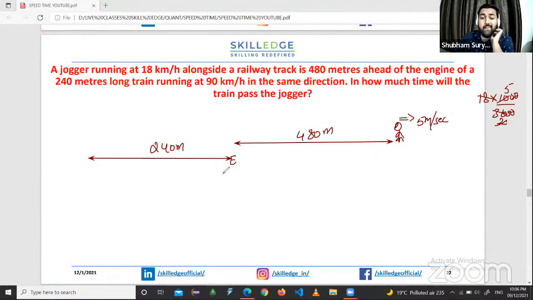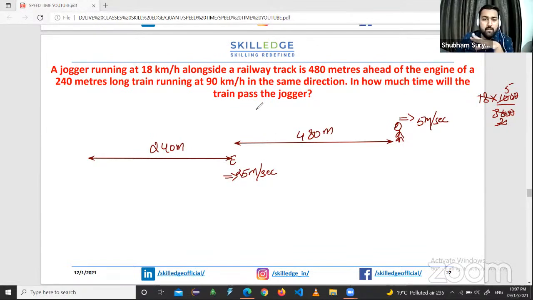240 meter long train. The train is running at 90 kilometers per hour. So 18 5 is 90. It means 5 5 is 25 meters per second, right? So if 18 is 5, then how much will 90 be? 5 times. Okay, so 25 meters per second is going to be the speed of the train, right?